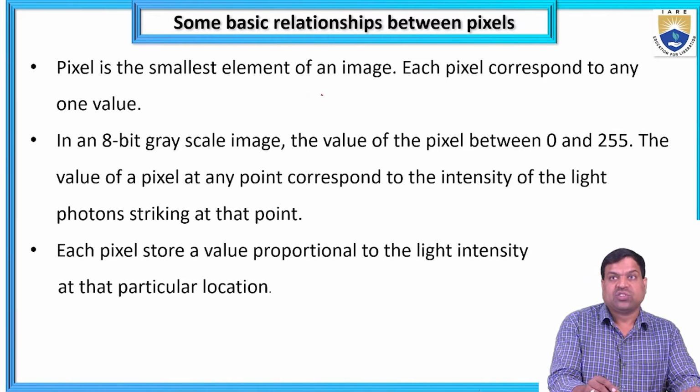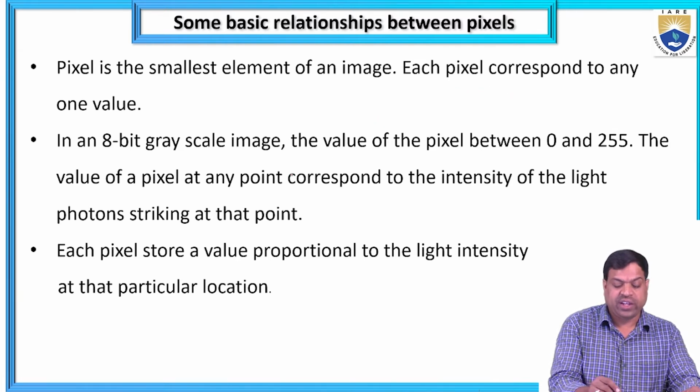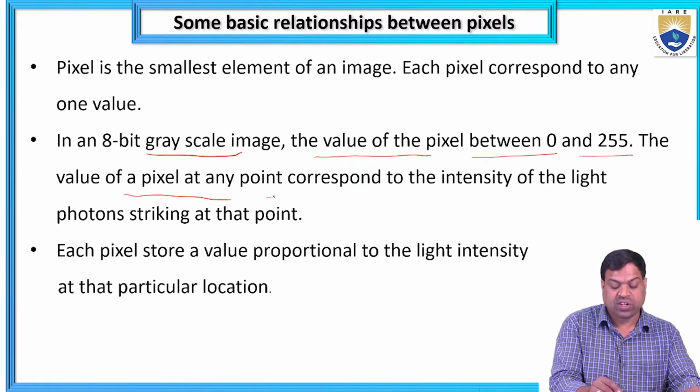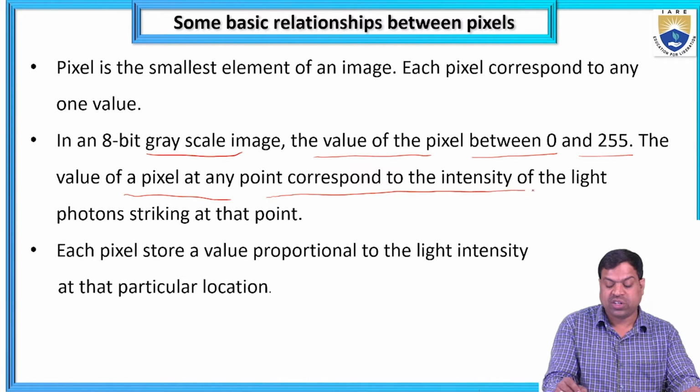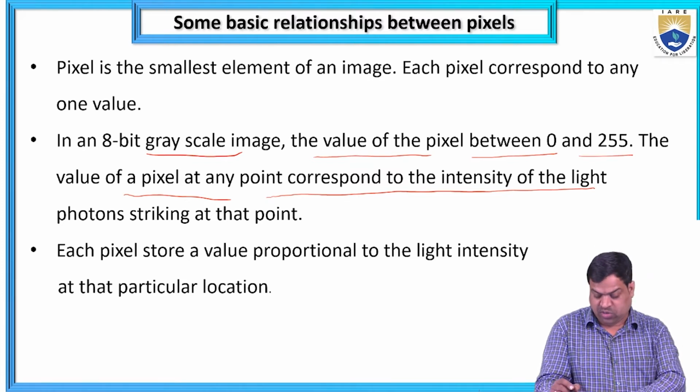Pixel is the smallest element of an image, each pixel corresponding to one value. In an 8-bit grayscale image, the value of a pixel is between 0 and 255. The value of a pixel at any point corresponds to the intensity of the light photons striking at that point. Each pixel stores a value proportional to the light intensity at that particular location.